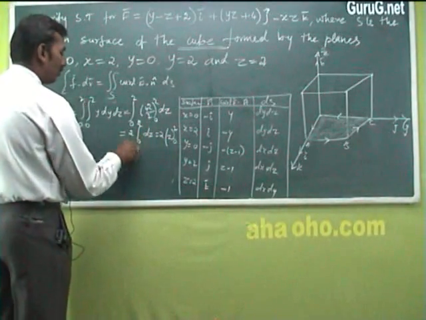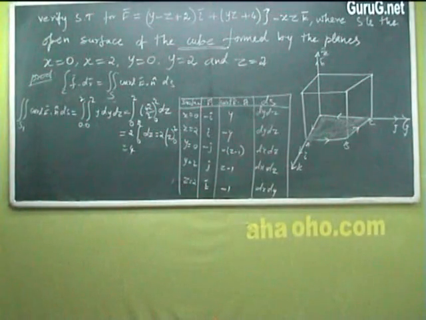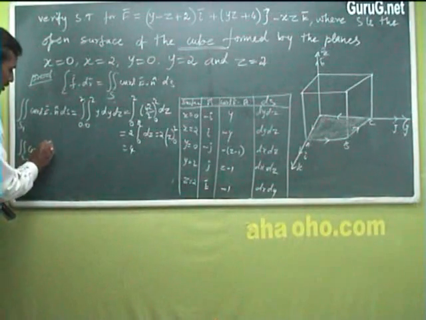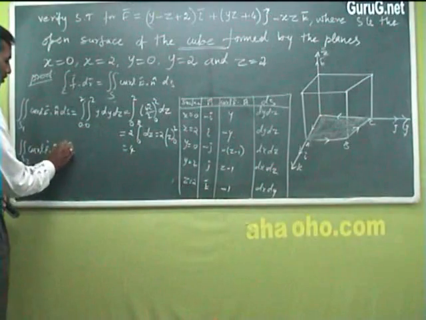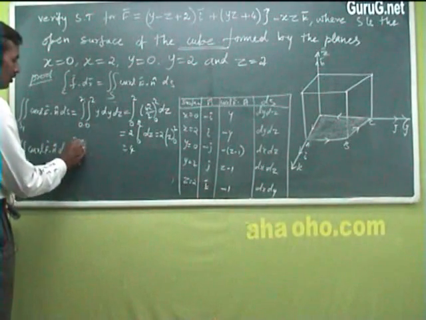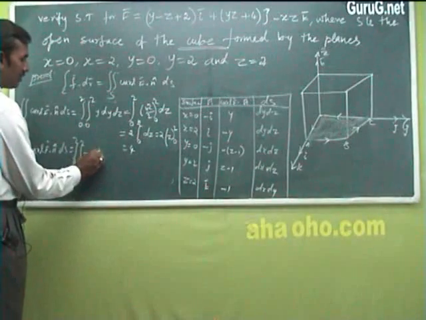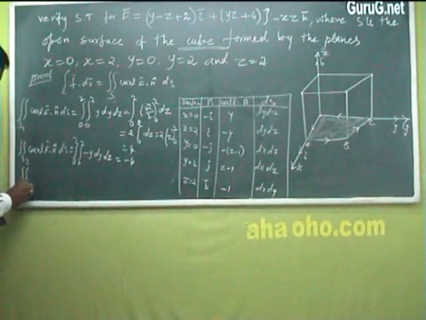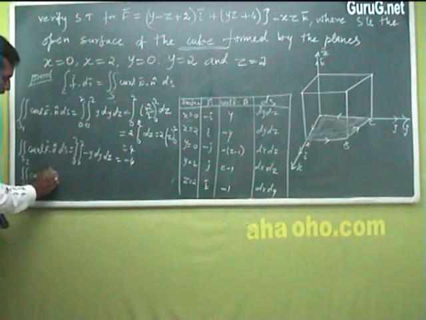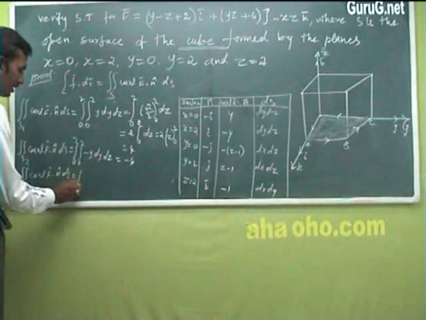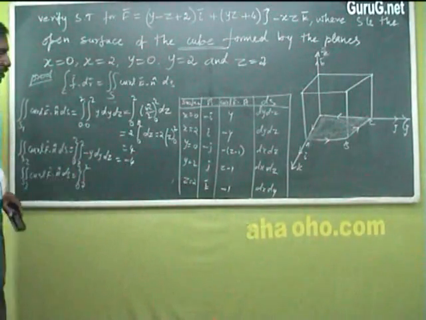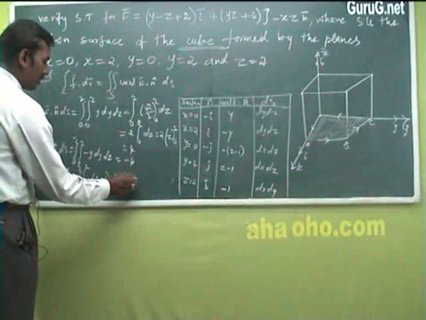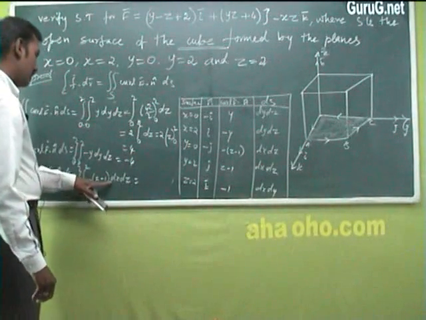So you may get 4, right? So on S2, the surface integral of curl F dot n cap dS, so 0 to 2, 0 to 2, minus y dy dz, so you may get minus 4. On S3, the integral of curl F dot n cap dS, so 0 to 2, 0 to 2, minus of (z minus 1) dx dz. With respect to x, this is a constant.